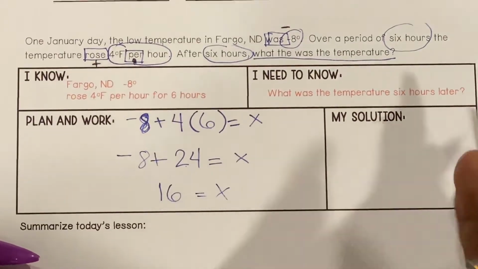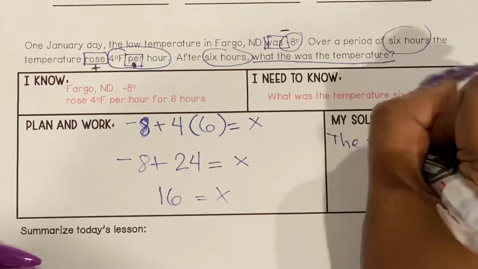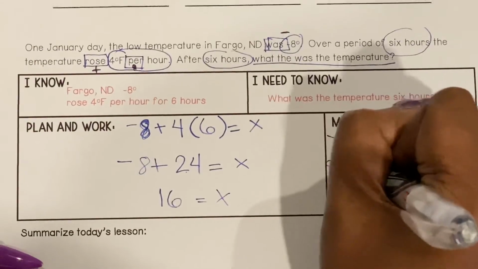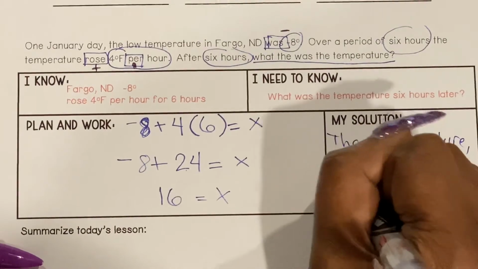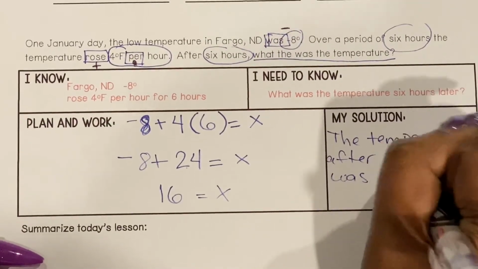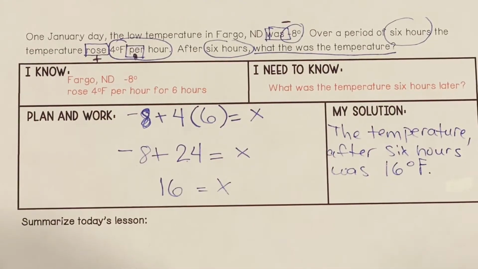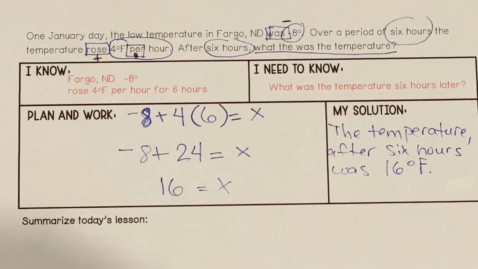So my solution is that the temperature after 6 hours was 16 degrees Fahrenheit. That is what you need to do when you are trying to solve a real world problem, also known as, AKA, a word problem.